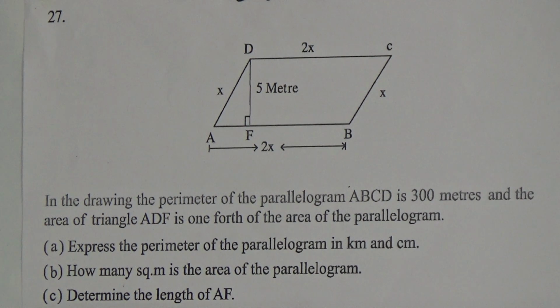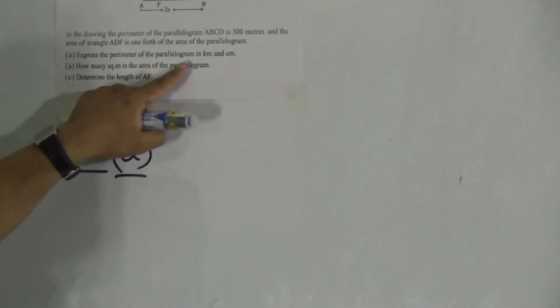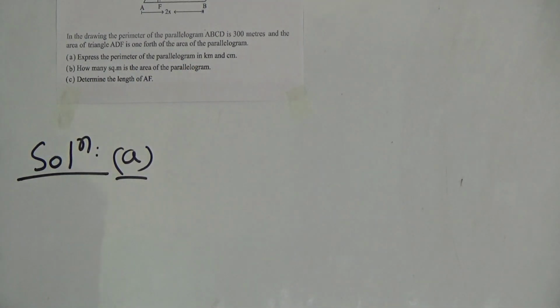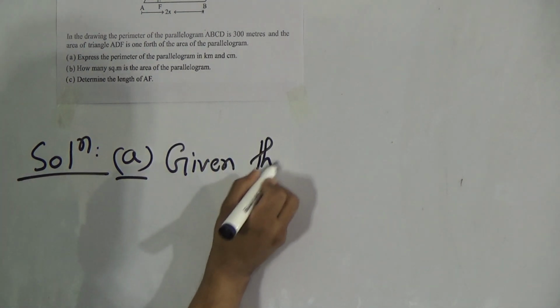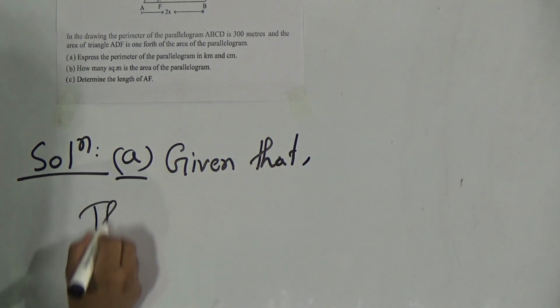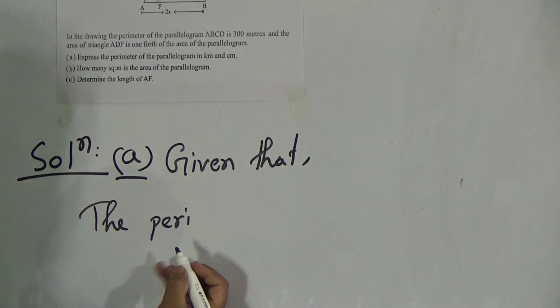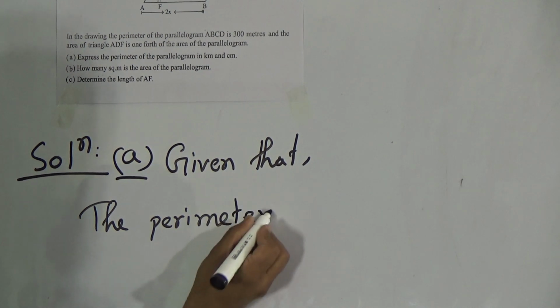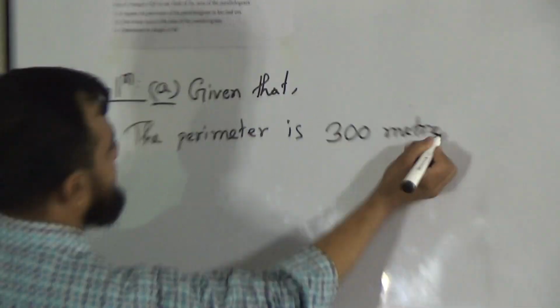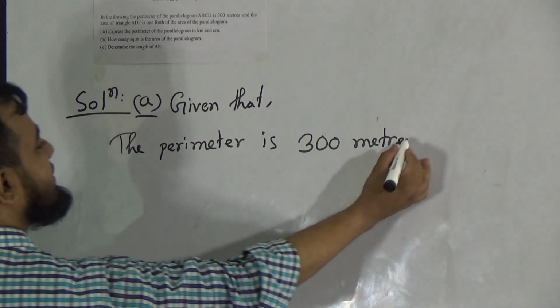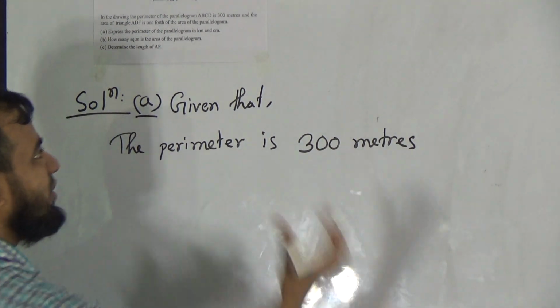So first of all, the solution of activity A, okay. Activity A is express the perimeter of parallelogram in kilometer and centimeter. Okay, and given perimeter is what? Given that the perimeter is 300 meter. And from these 300 meters we need to convert them into kilometer and centimeter.